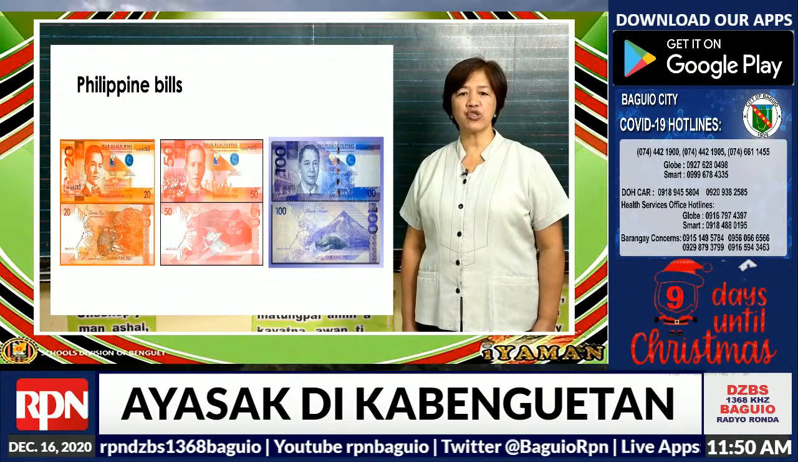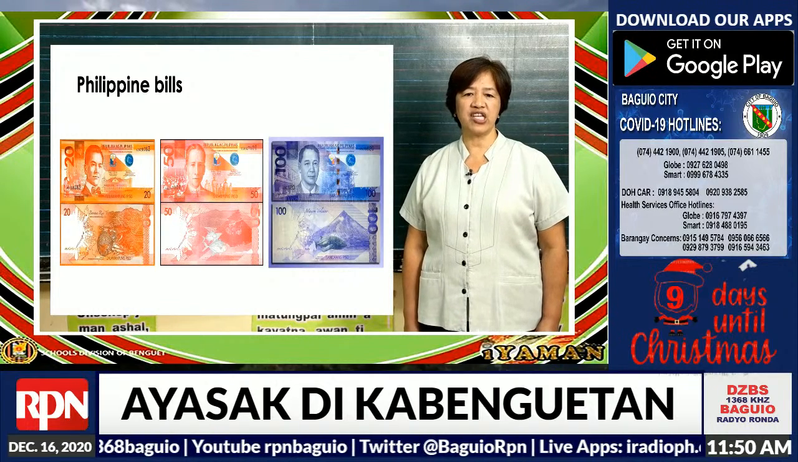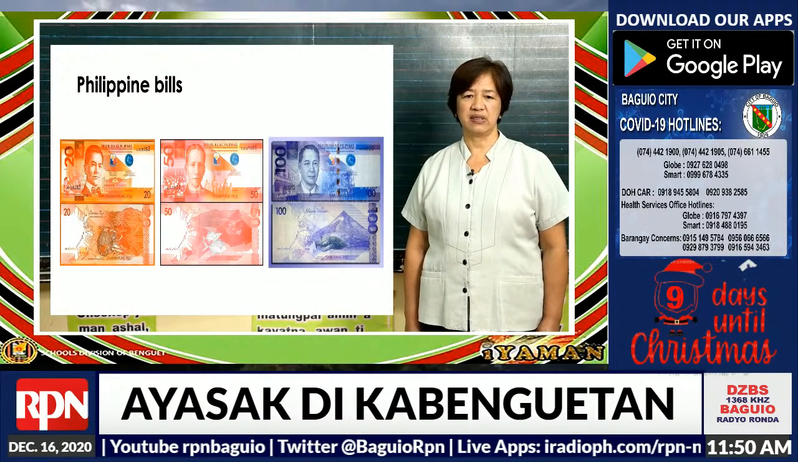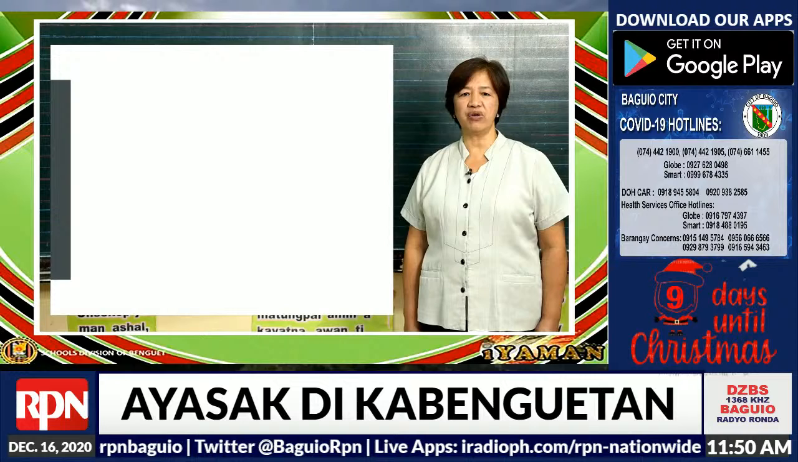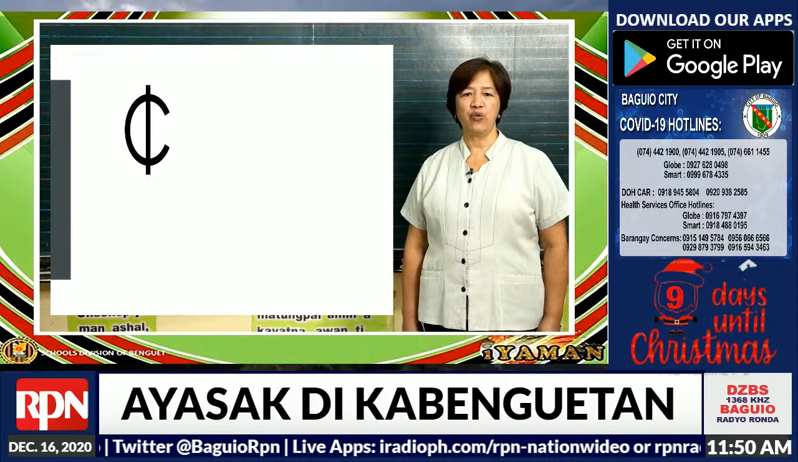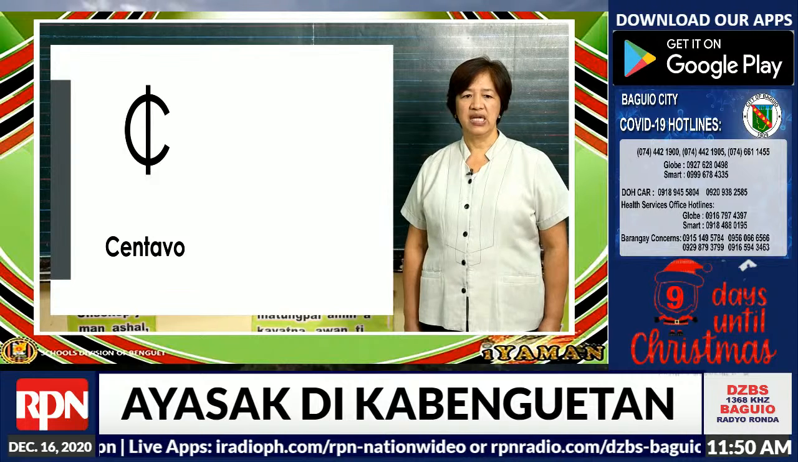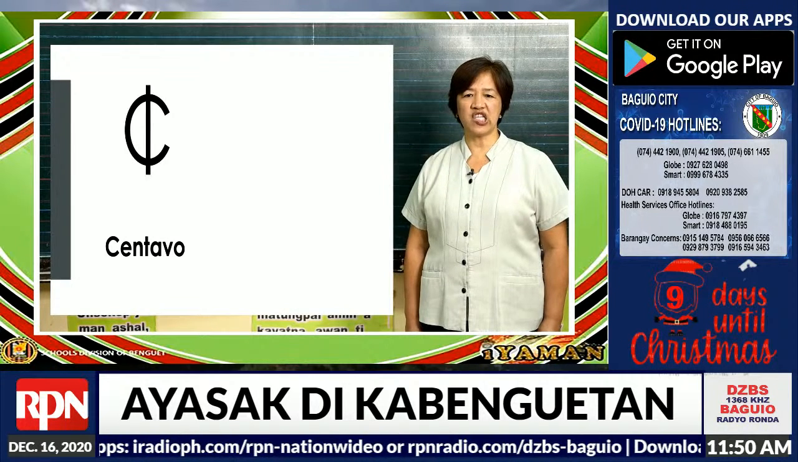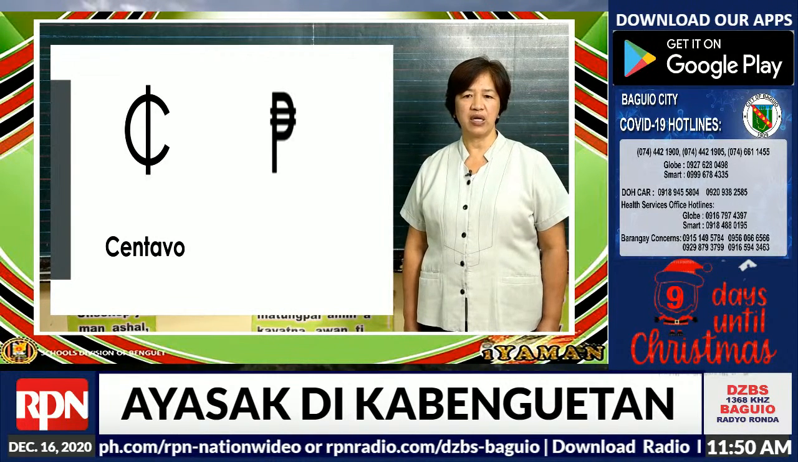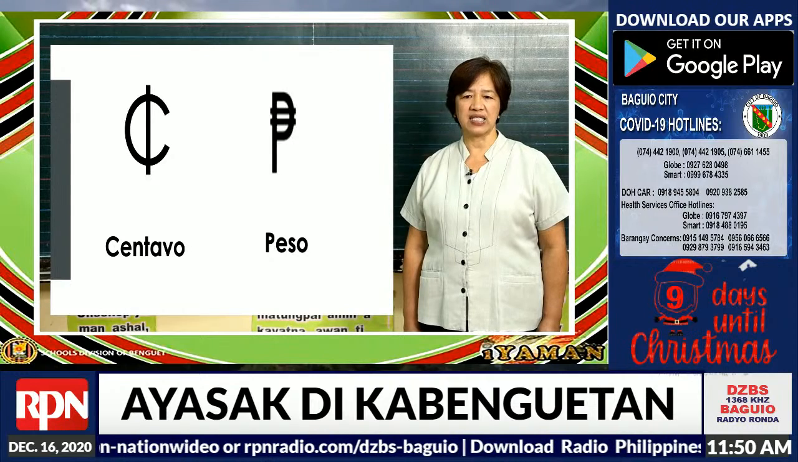We need also to know the symbol of this money. The symbol for centavo is letter C with a bar at the center. The sign for peso is capital letter P with 2 bars at the center.